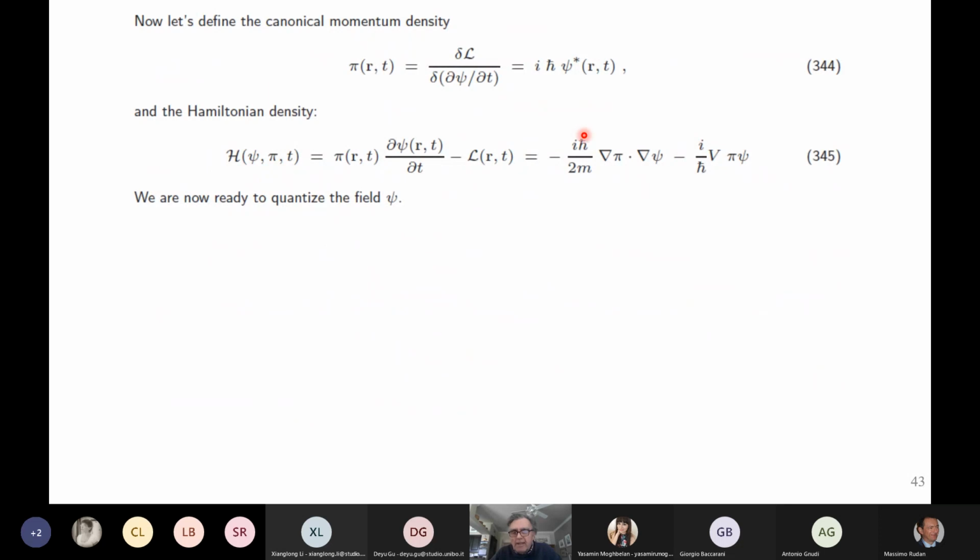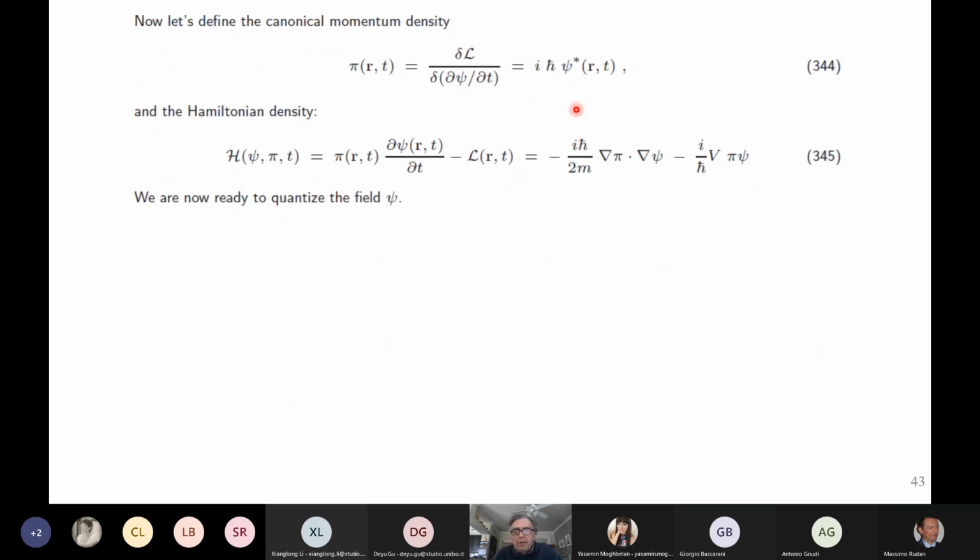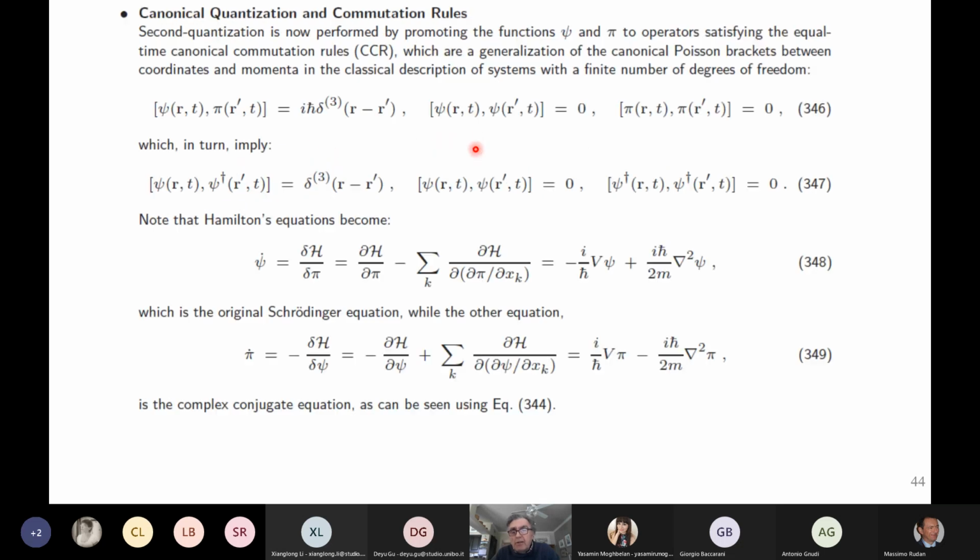So this we may call a kinetic energy, so to speak, and this is a potential energy of my field. And now we can quantize it. How do we quantize it? So now we view this object, psi and pi, and so H, the Hamiltonian density, as Hermitian operators over some Hilbert space. It's a Fock space. We will discuss what it is in a while.